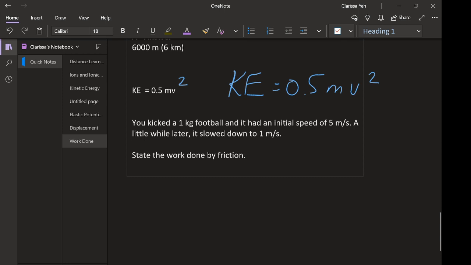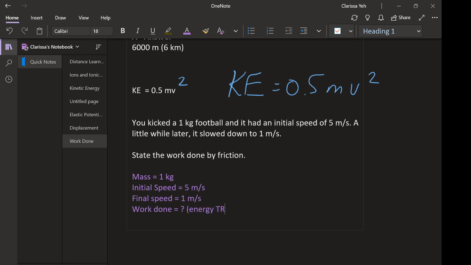Okay, let's talk it through now. Right. So one thing that I want you to notice. Obviously, the mass of the football doesn't change. Mass equals 1 kilogram. Initial speed 5 meters per second. Once again, I'm just making a list of everything I know. Final speed equals 1 meter per second. Work done equals question mark.